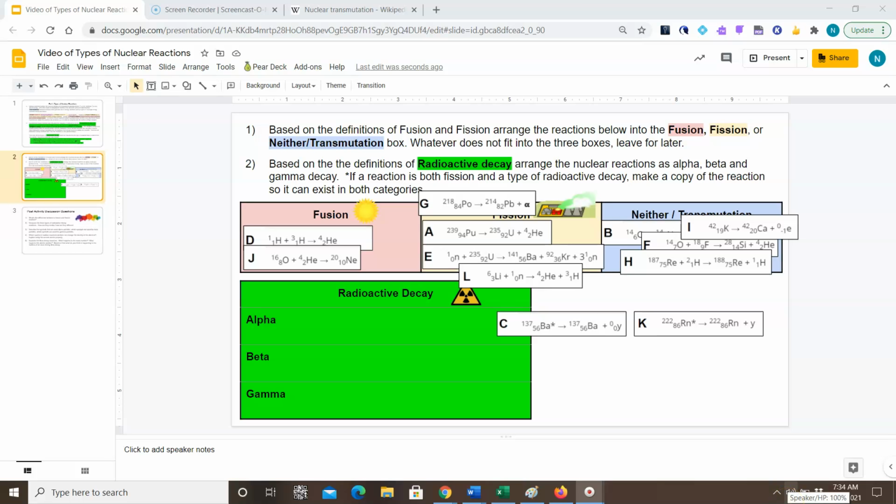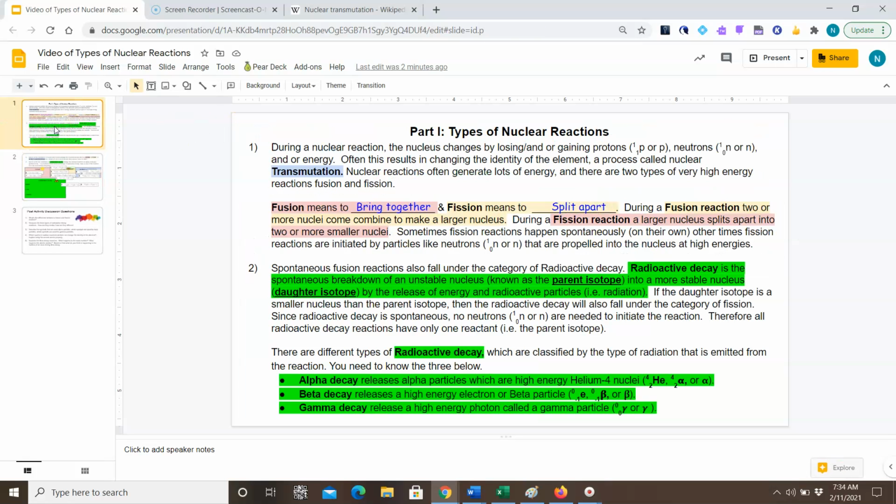So welcome back to the video on types of nuclear reaction, this card sorting. Now what we're going to do is talk about radioactive decay. So let's go back to our first slide. Spontaneous fusion reactions also fall under the category of radioactive decay. Radioactive decay is the spontaneous breakdown of an unstable nucleus, known as a parent isotope, into a more stable nucleus, the daughter isotope, by release of energy and radioactive particles, i.e. radiation.